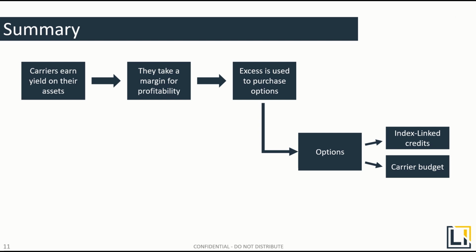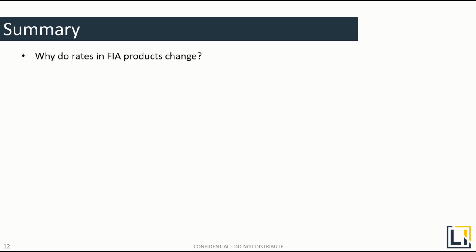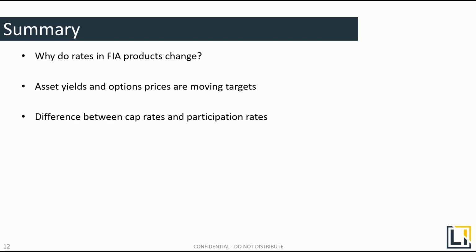This brings us back to the key question. Why do rates in FIA products change? Because there's all these moving parts. Asset yields and option prices change regularly, therefore, so should FIA rates, but not always in the way you'd expect. You've probably noticed that cap rates have nearly doubled since the beginning of the year due to rising interest rates, but participation rates have been a laggard in comparison. Why is that? In our next video, we'll discuss what influences each and why they haven't been in lockstep.